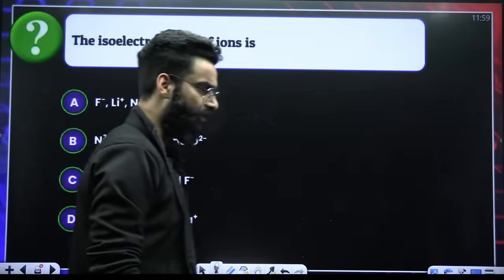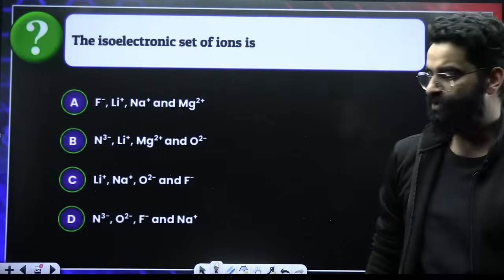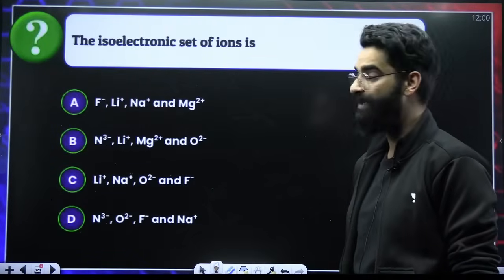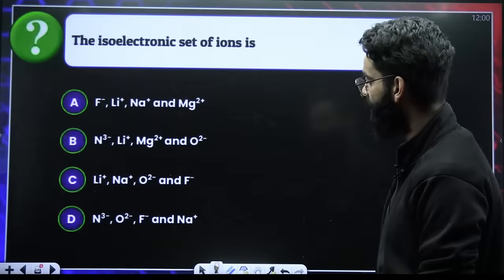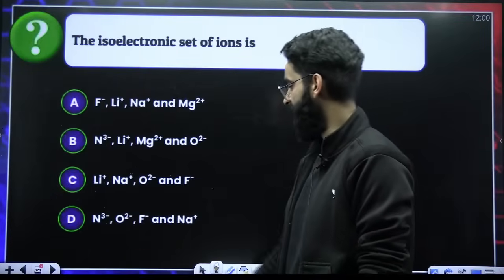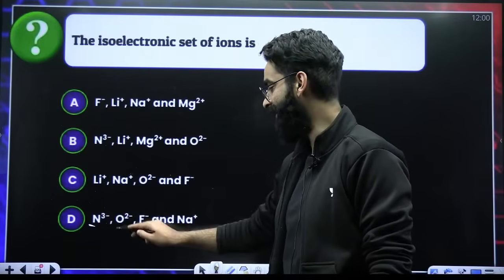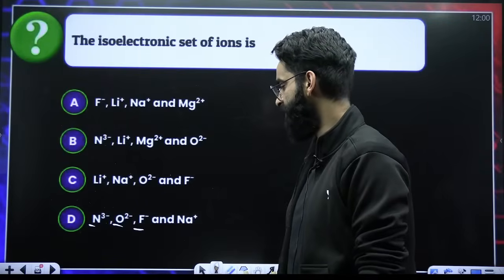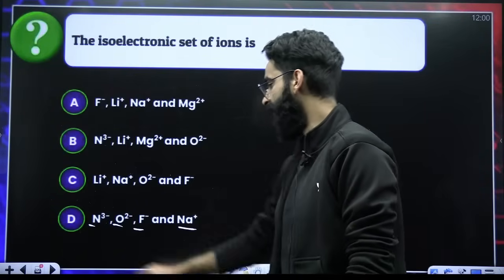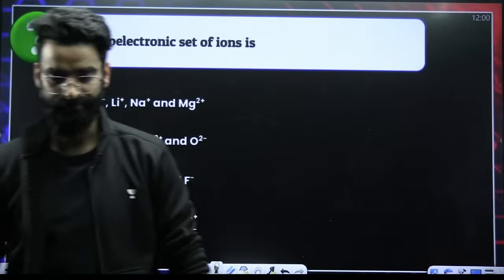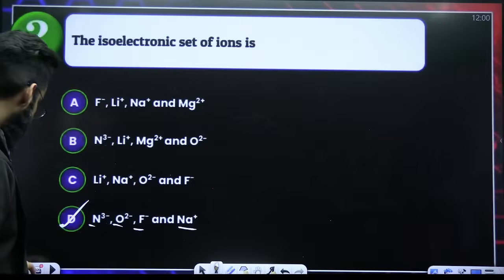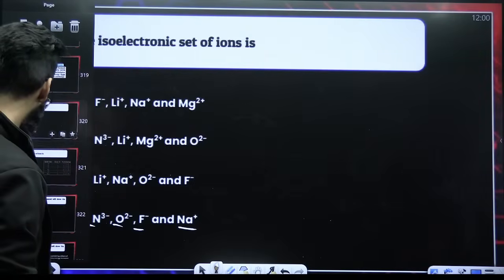Tell me the isoelectronic set of species among all. Isoelectronic set means species which have got the same number of electrons. N trinegative: 7 plus 3, 10. 8 plus 2, 10. 9 plus 1, 10. 11 minus 1, 10. So these are isoelectronic species.